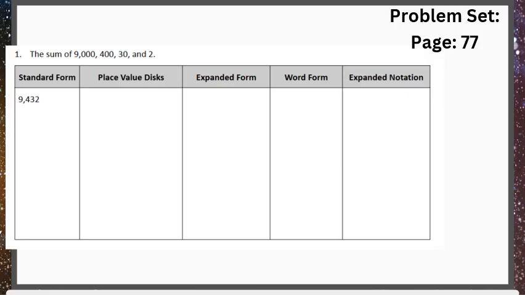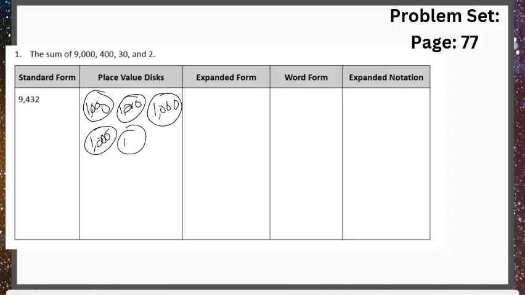So first, we're going to draw our place value discs. I have 9 thousands, so I'm going to have to draw 9 place value discs with 1,000 in it. So 1, 2, 3, 4, 5, 6, 7, 8, 9.